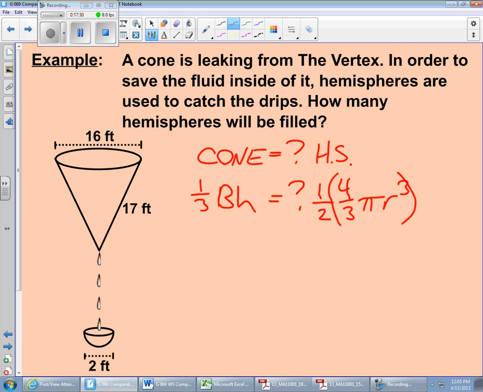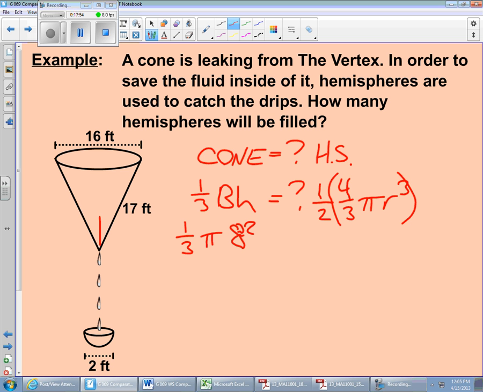All right, you just have to plug in your information here. 1/3 times big B. Well, big B of a cone is a circle. So that's 1/3 pi times the radius squared. What's the radius of our cone? It's going to be an 8, times the height of the cone.